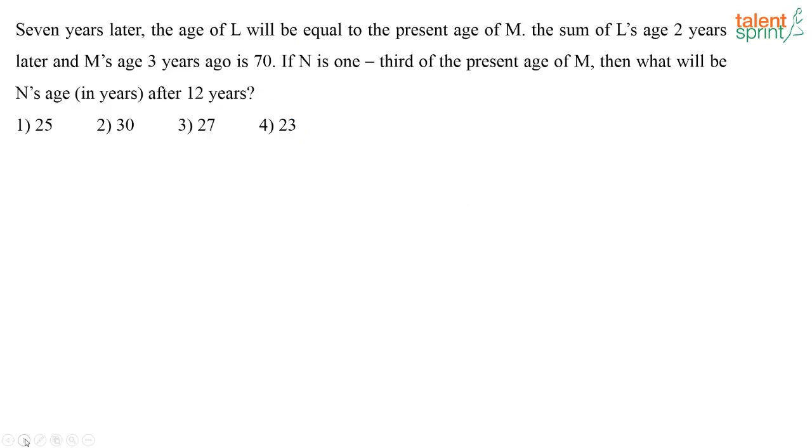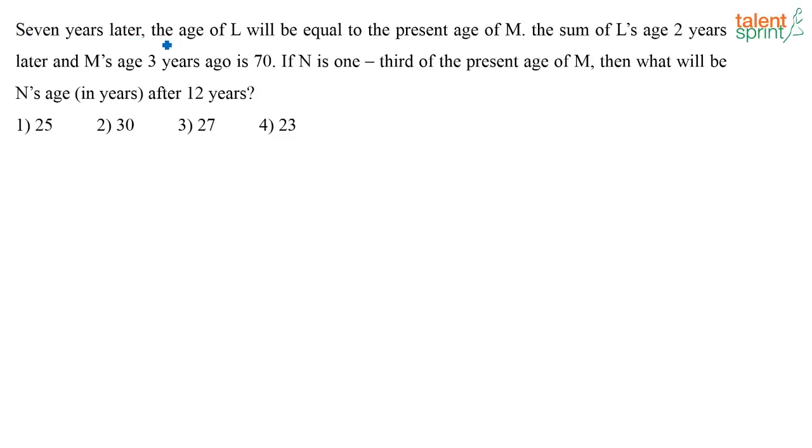7 years later, the age of L will be equal to the present age of M. The sum of L's age 2 years later and M's age 3 years ago is 70. If N is 1/3 of the present age of M, then what will be N's age after 12 years?